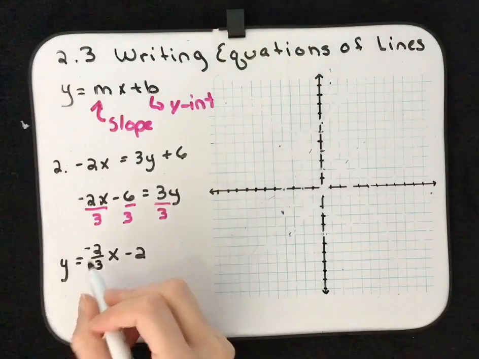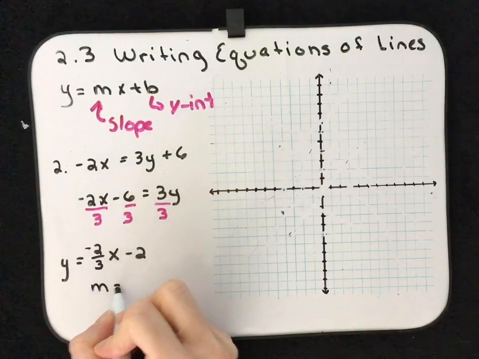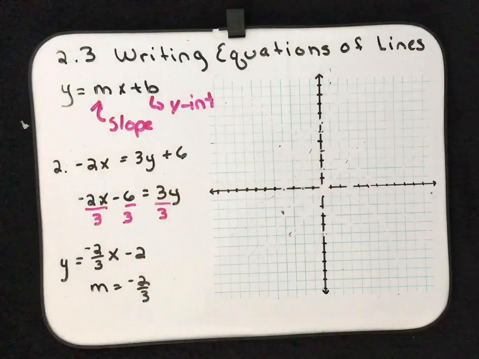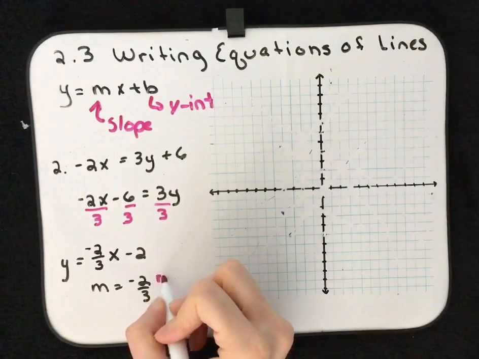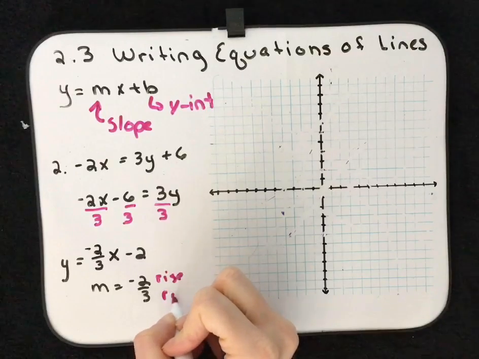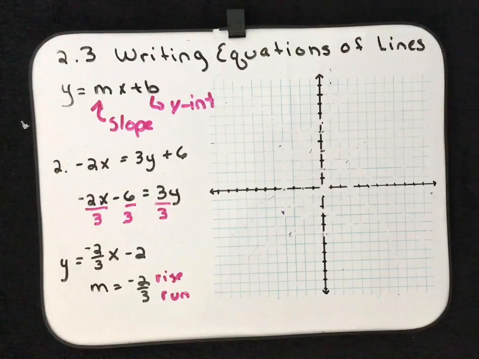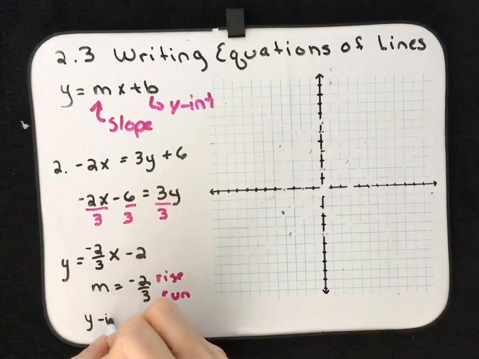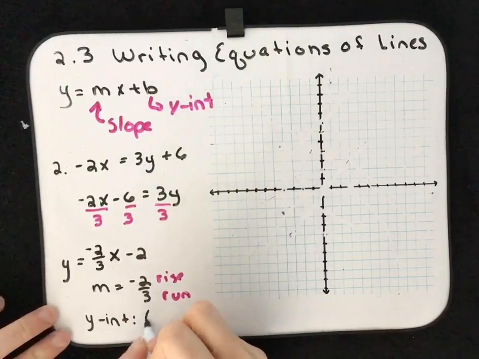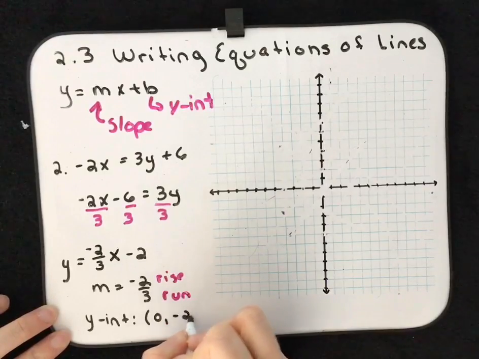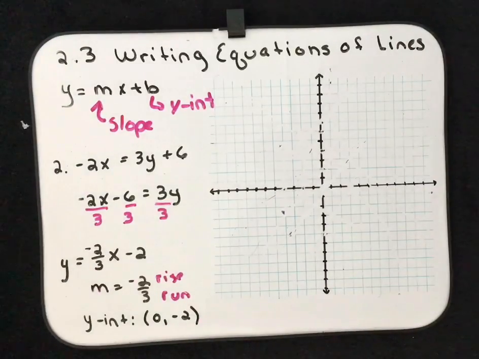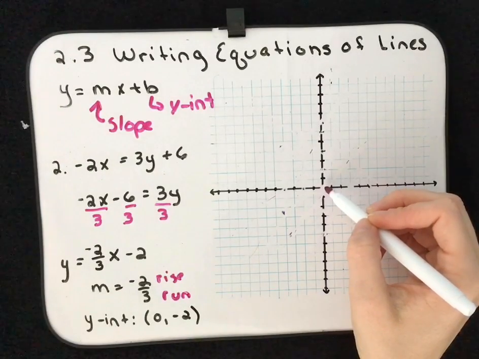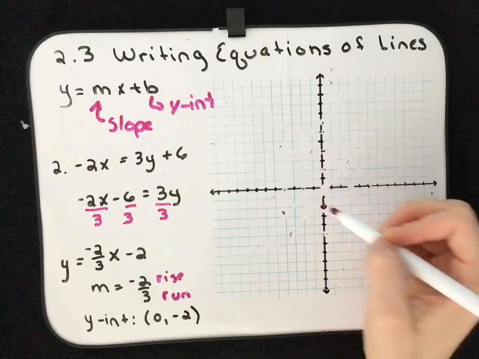So looking at this one, the number in front of the x is our slope, and that's negative 2/3. We have a fraction here, but that's okay, because now we have our rise and our run to consider when we go to plot our points. Our y-intercept is negative 2, so that's when x is 0 and y is negative 2. So if we plot our y-intercept, x is 0, y is negative 2 is right here.